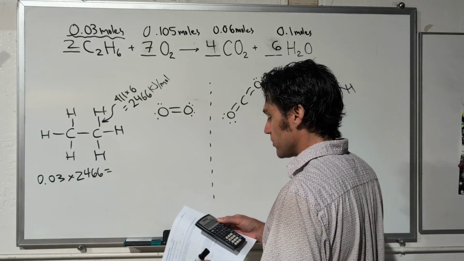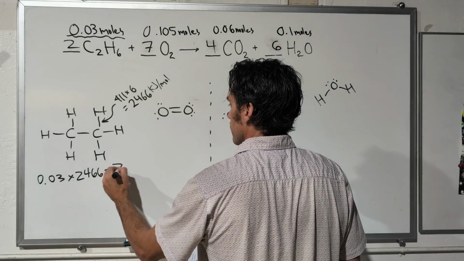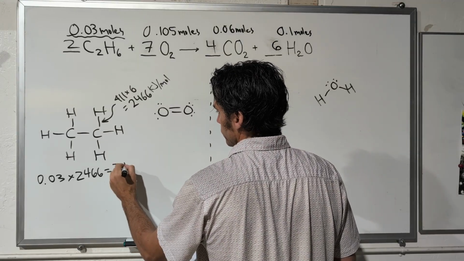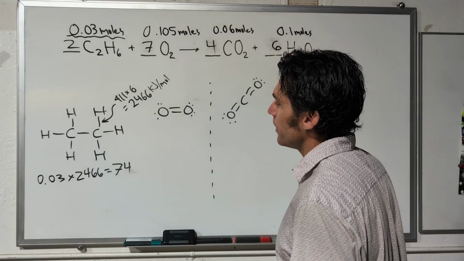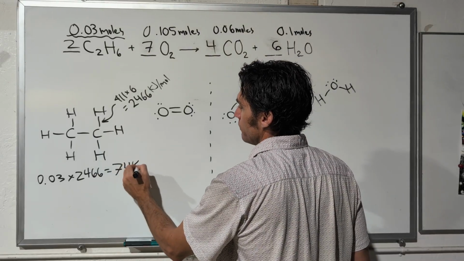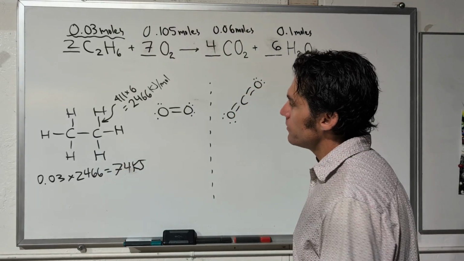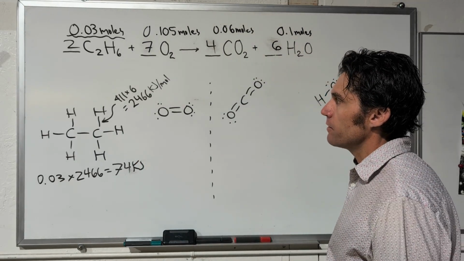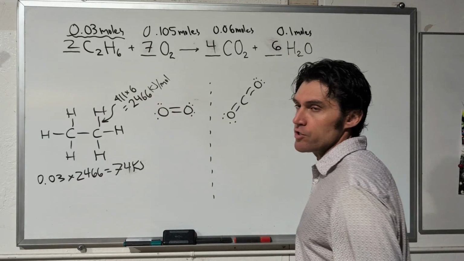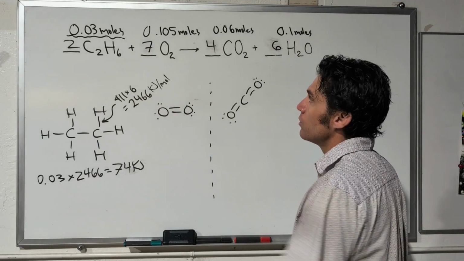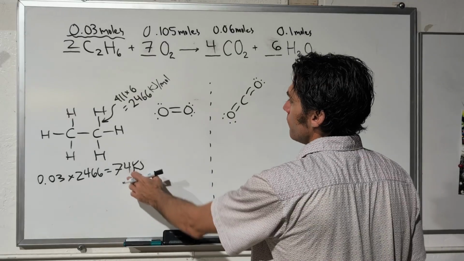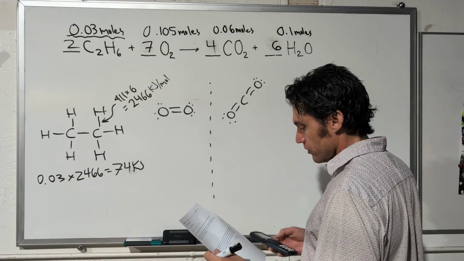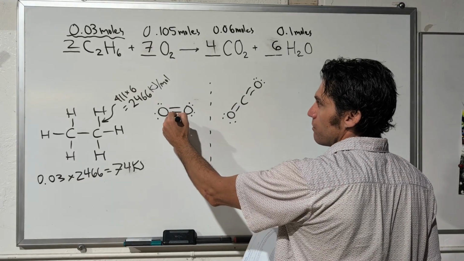And the answer is 73.98. Let's just round that to 74. Close enough. So that's 74 kilojoules to break that up, because it's 2,466 per mole. We don't got a mole, we got 0.03 moles. So 74 kilojoules. Okay, let's do the oxygen double bond now.